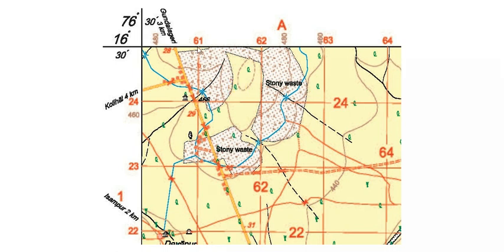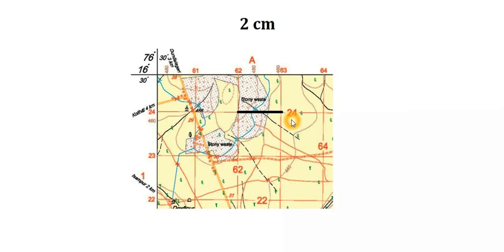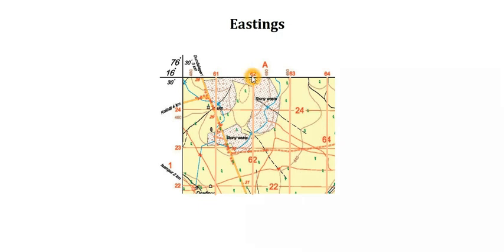For that we use these vertical and horizontal lines. All these vertical lines and horizontal lines are drawn at an interval of 2 centimeters. On all the topo sheets, it is drawn at an interval of 2 centimeters. That means 1 kilometer on the ground. And each and every line has a unique number. The numbers increase from left to right as well as from bottom to top. These vertical lines are called eastings, and the horizontal lines are called northings.